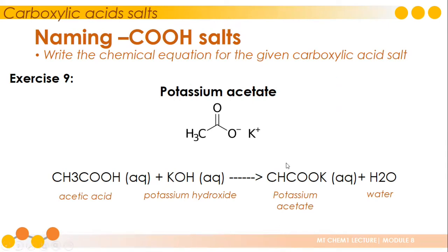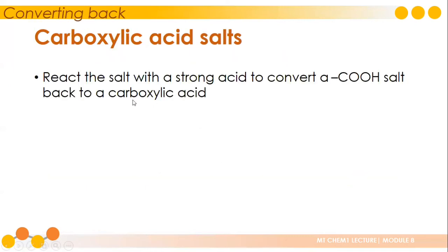Now you can revert this formation of carboxylic acid salts back to their parent carboxylic acid. How? Simply react the salt with a strong acid to convert a carboxylic acid salt back to its parent, or its original carboxylic acid. The strong acid that we are referring to here, that can convert the salt back to carboxylic acid, can either be hydrochloric acid or sulfuric acid.